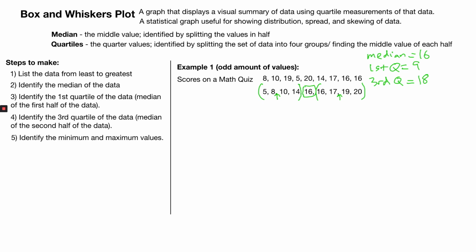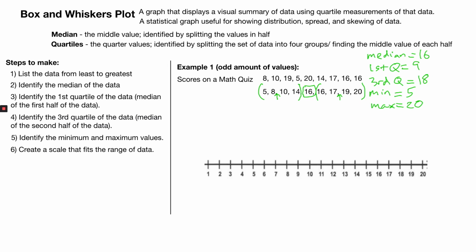Now I want to identify the minimum and maximum values. The minimum value is simply the smallest number. We've got 5. The maximum, what's the largest? We've got 20. Then we want to find a scale that fits that range of data, something that goes from at least 5 to 20. So I'm just going to start with a scale that starts at 1 and goes to 20.